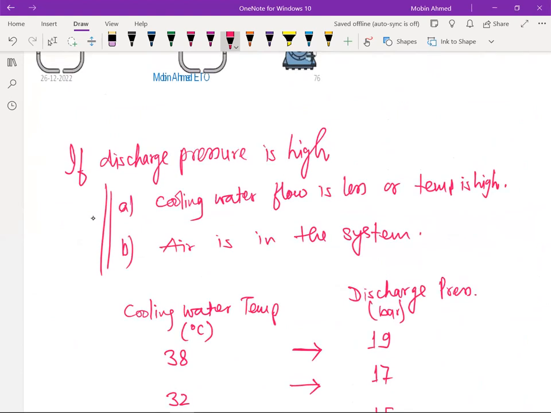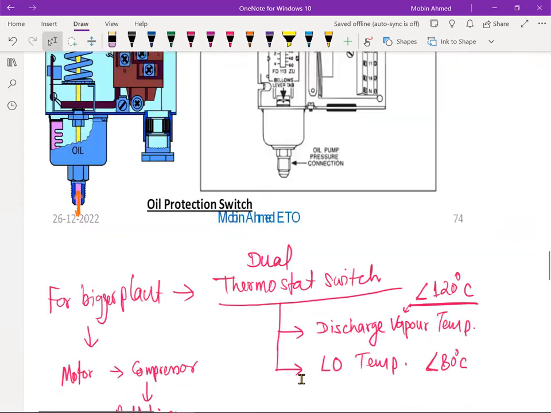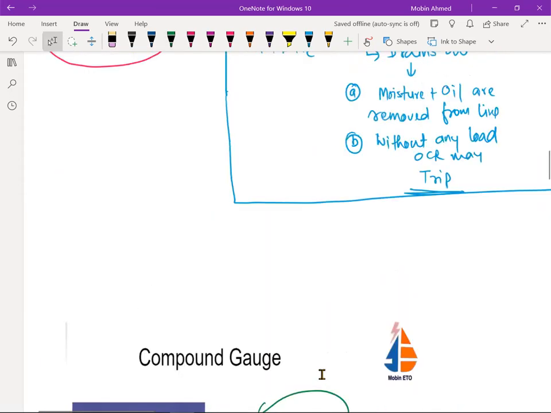In this condition, you will come to know what the problem is when the discharge pressure is showing more. These two could be the reason. One is cooling water flow is less or temperature is high. Second, air may be there in the system. With this chart, you will come to know. If the cooling water flow is normal, the temperature is the same as shown, and still the discharge pressure is high, then you can conclude that there is air in the system. This is how you should do the troubleshooting systematically, not blindly.